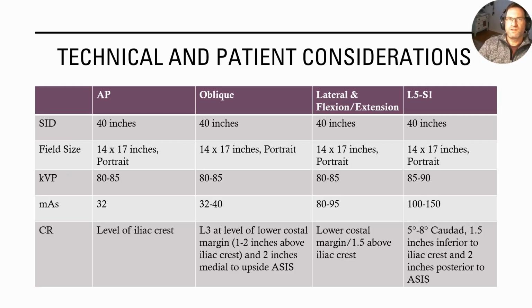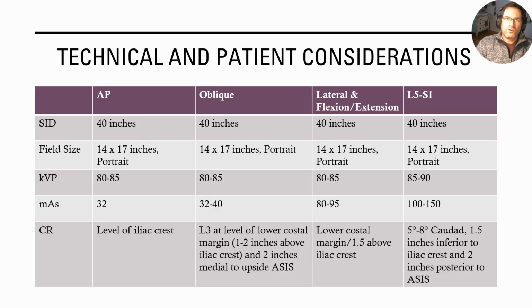For our oblique, kVp will be at 80 to 85, mAs at 32 to 40, and we're going to center at L3, or the lower level of the costal margin, 1 to 2 inches above iliac crest and 2 inches medial to upside ASIS.